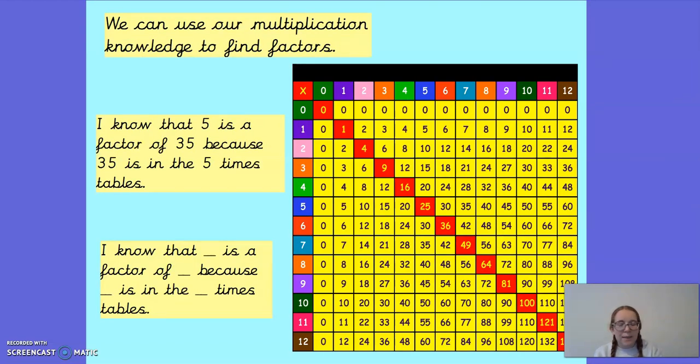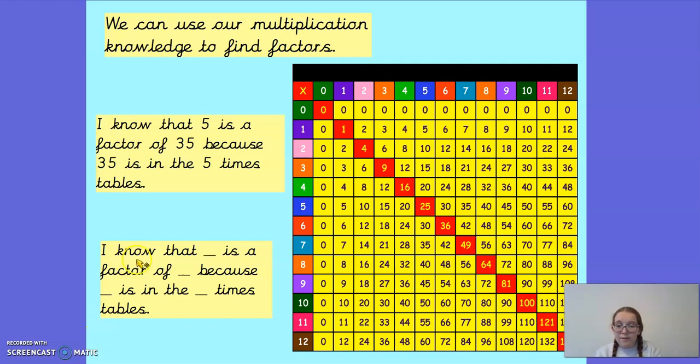Okay, big one. We can use our multiplication knowledge to find our factors. I know you guys are all fantastic at your times tables, so this bit is going to be really helpful when checking if numbers are factors or not. For example, I know that 5 is a factor of 35 because 35 is in the 5 times tables. Because it's in the 5 times tables, 5 must be a factor of it.